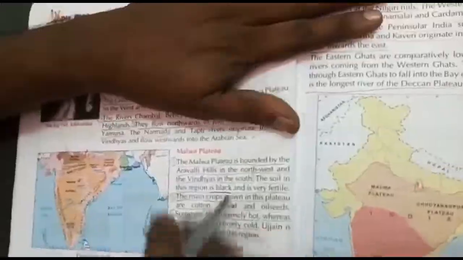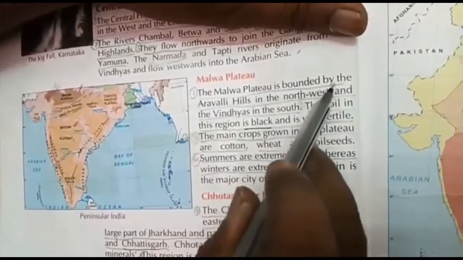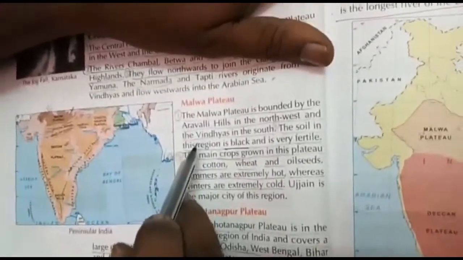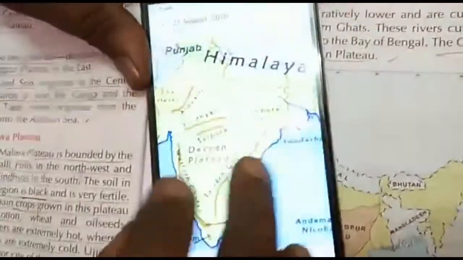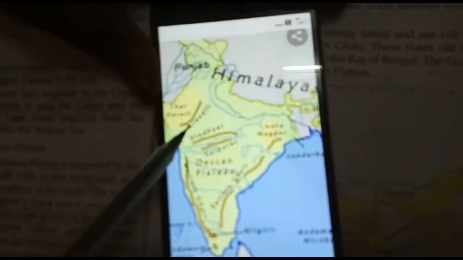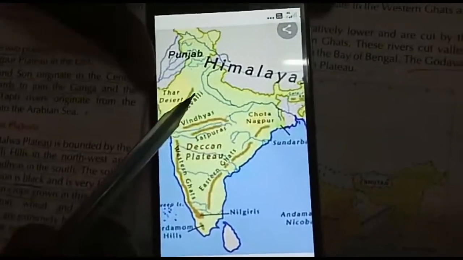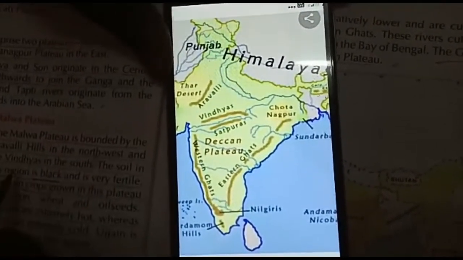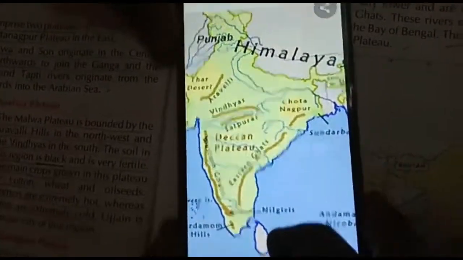We are going to discuss the Malwa Plateau. The Malwa Plateau is bounded by the Aravalli Hills in the northwest and the Vindhyas in the south. Here, see the Aravalli Hills on the Indian map.